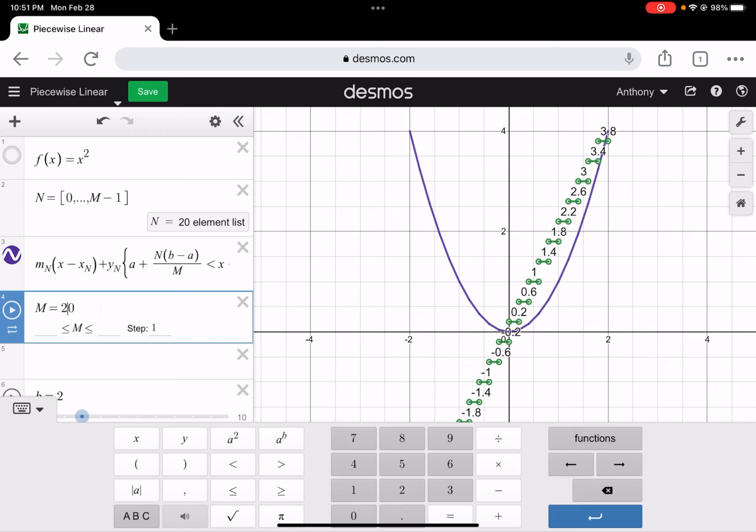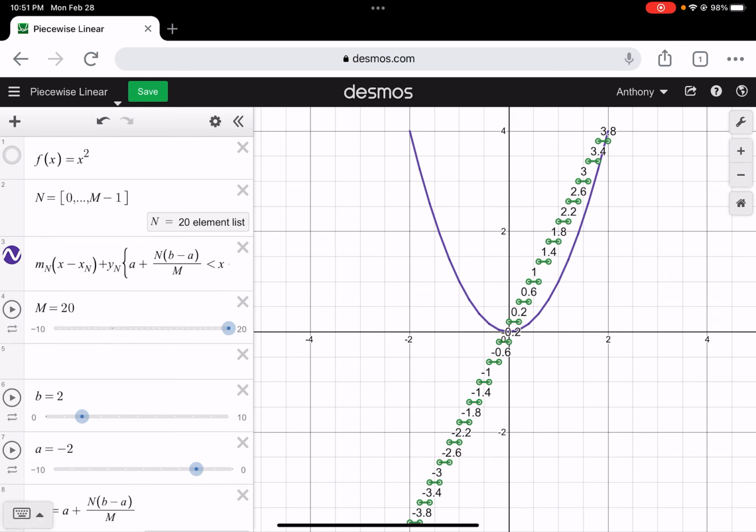And now the purple graph is looking pretty smooth, but you can see it's just a bunch of little lines of slightly different slope, right? The green graph, which is telling us the slopes of all these little lines, makes that a lot clearer. And this green graph is a graph of the derivative of the purple graph.